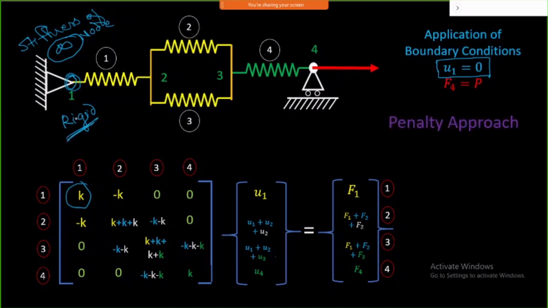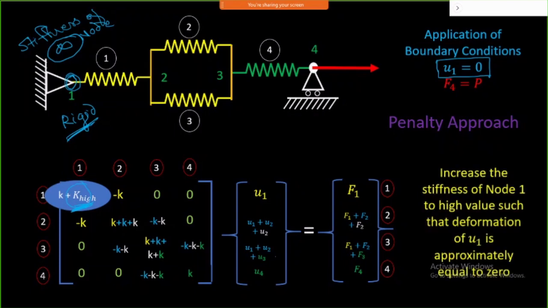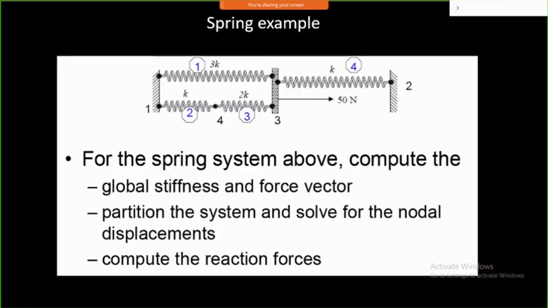So in the penalty approach, we add a very high value of stiffness to this, the rest of the things will be the same, and we solve the 4 equations. This is what is called the penalty approach. We can solve either way, and we get 4 by 4 equations: 4 unknowns and 4 equations, so we can easily solve the problem. That is the penalty approach.